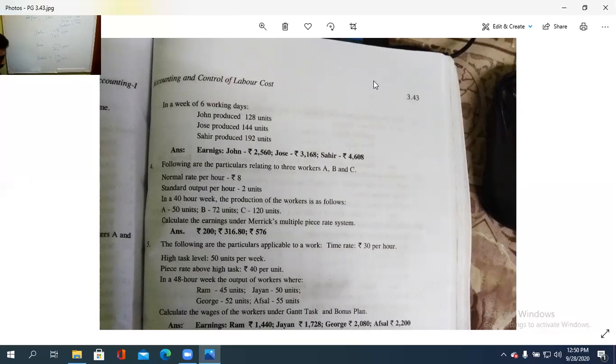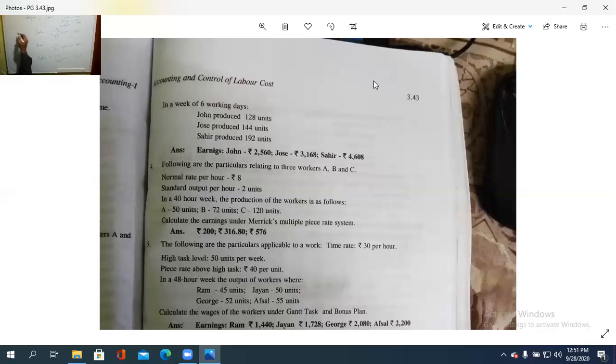First case is 128 divided by 160 into 100. It is 80%. Then Jaws is 144 divided by 160 into 100. It is 90%. And the third one, Zahir, is 192 divided by 160 into 100. It is 120%. See, our efficiency level is how much?